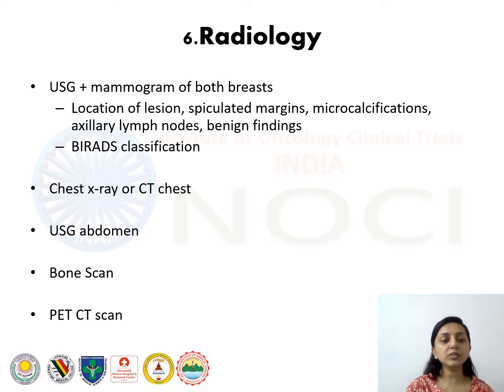Now, apart from this, we need to do a chest X-ray or a CT chest to look for involvement of the lung, an ultrasound abdomen to look for involvement of the liver or any other organs in the abdomen. A bone scan can be done in advanced stage of the disease to look for involvement of the bones, because bones are a common site where the disease can spread to. A PET-CT scan also is used in case of advanced diseases to look for the extent of the tumor spread.